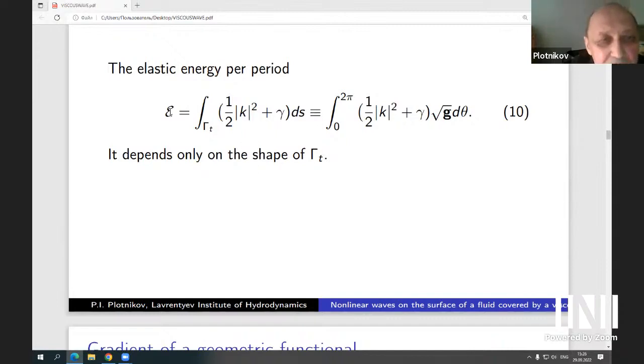The important remark is that this quantity depends only on the shape of gamma t. It is independent of the choice of parameter. Therefore, if we deal with this Euler type elastic energy, then we can define it without stretches, only bending, only curvature. This quantity is independent of the choice of parameterization, which is an important remark. And this leads to many difficulties mathematically.